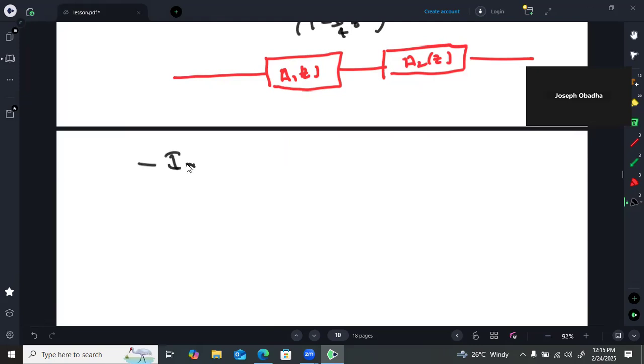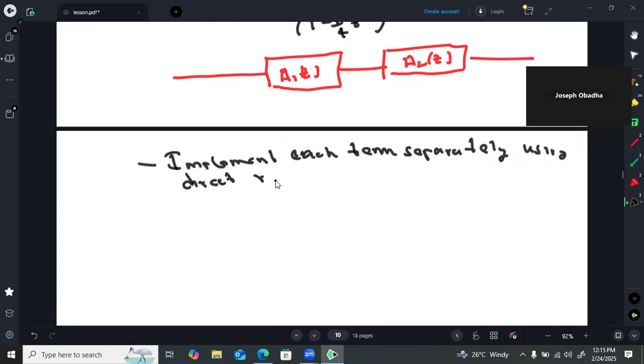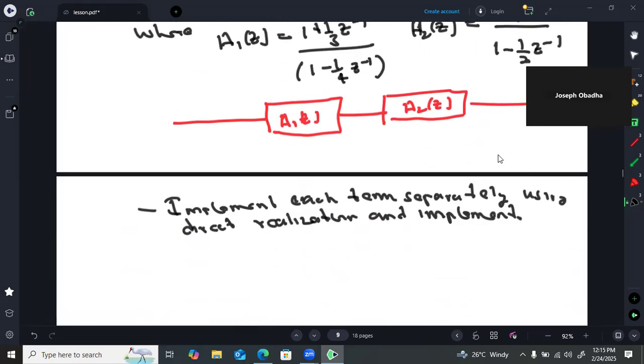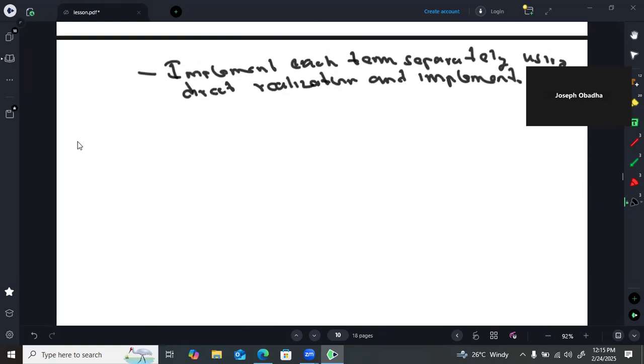So the procedure is the same. I will have H1(z) equal to (1 + 1/3 z^-1) over (1 - 1/4 z^-1).